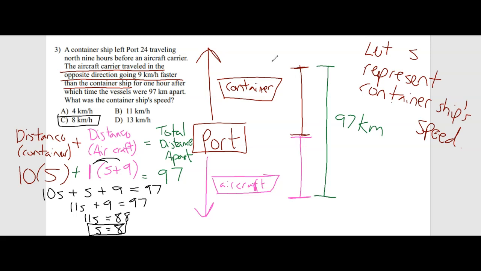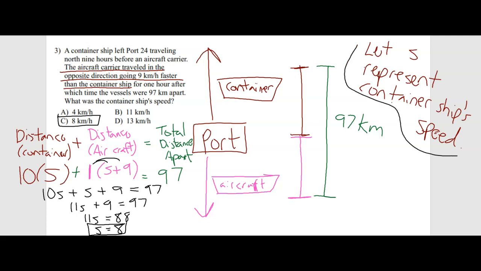So same type of problem, but our variable was something different, right? Our variable in the first problem represented a time. The variable in this problem represented a speed. And that's why it's important to define your variable, to write down that little sentence about what your variable represents, what we did right here. Okay, I think we have time for one more.